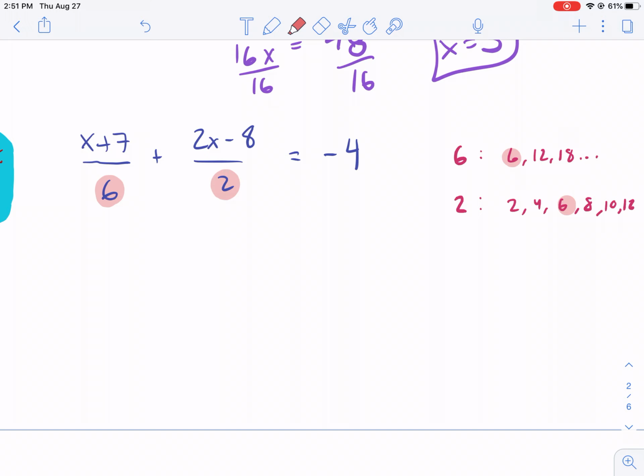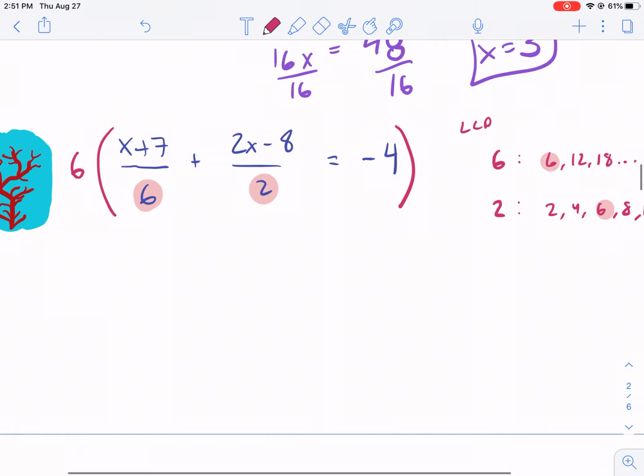Now, why is this important? We want to know this because once we multiply that least common denominator to both sides, it's going to eliminate our fractions for us. So we're going to multiply 6 to both sides. And let me show you how this works.